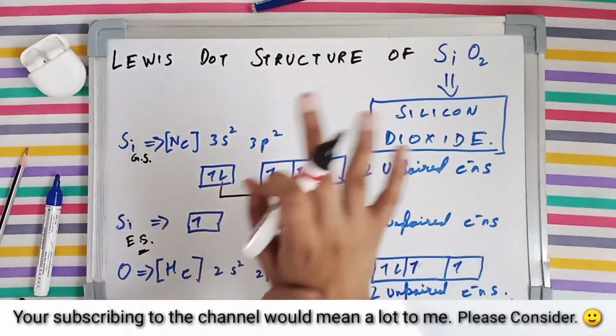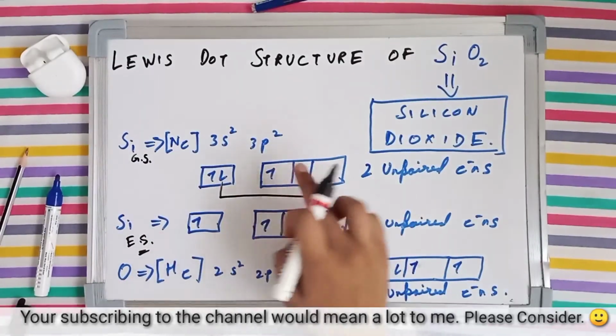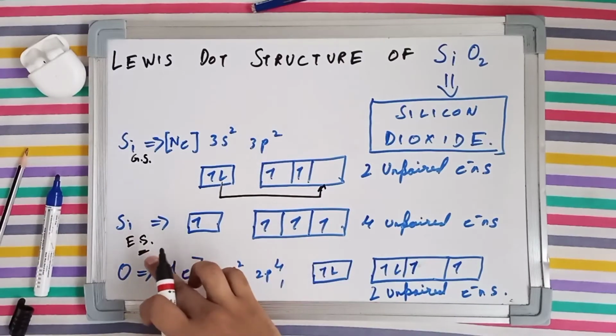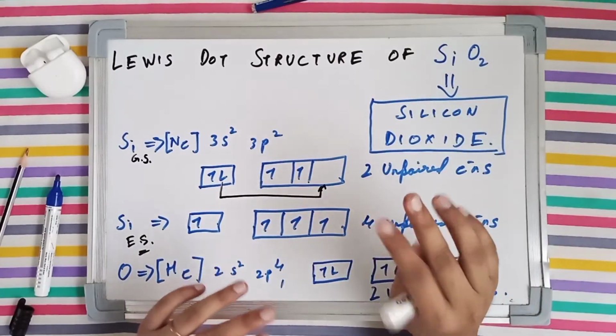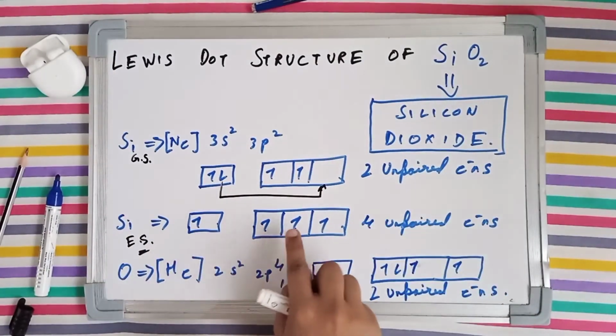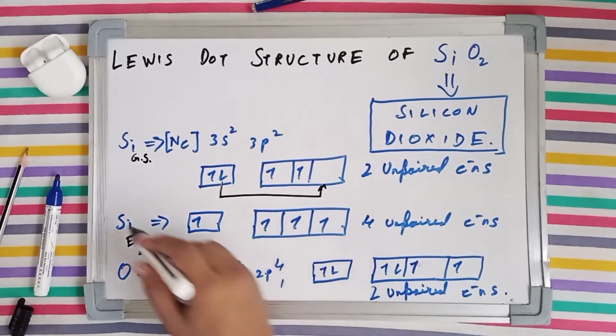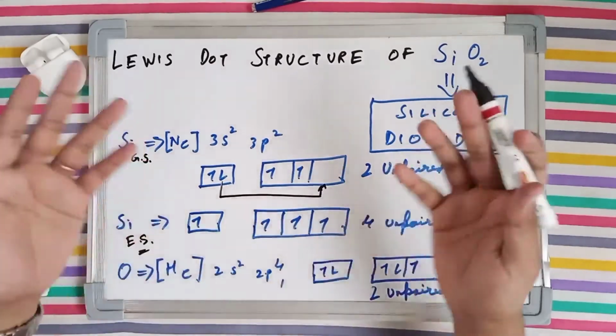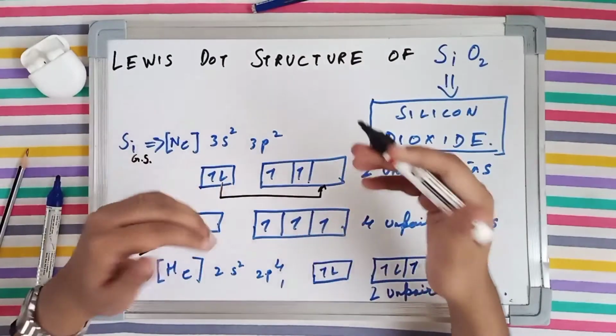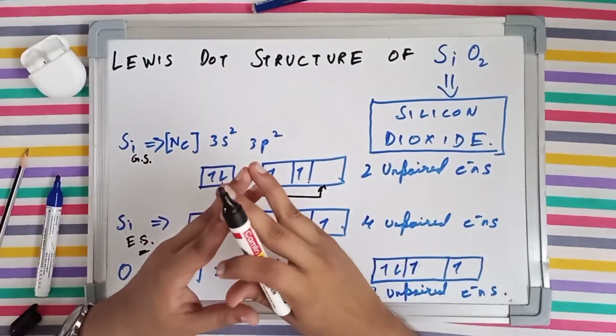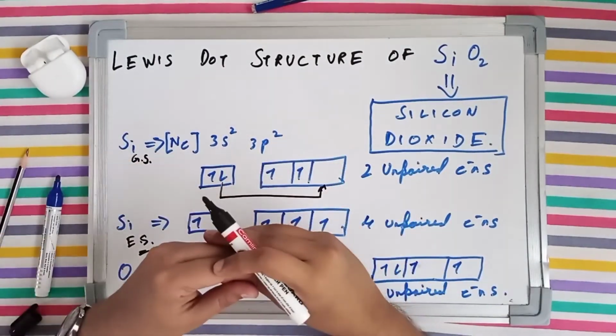Now in the ground state there are 2 unpaired electrons, 1 2, but in the excited state it now has 4 unpaired electrons, 1 2 3 4. So this is the excitation of silicon, and in this state only silicon is going to make 4 bonds.